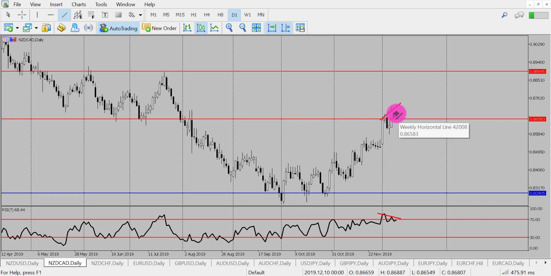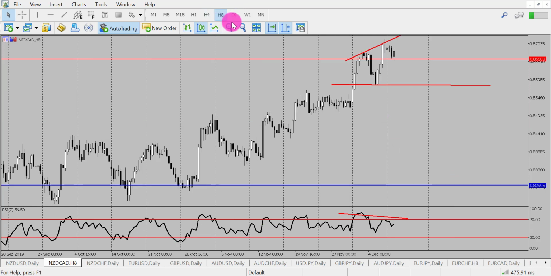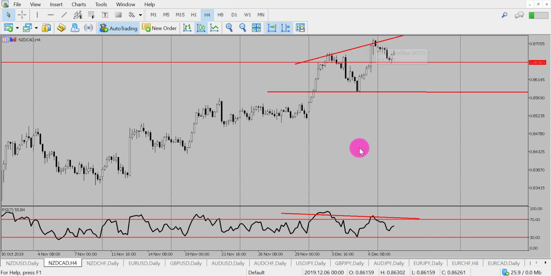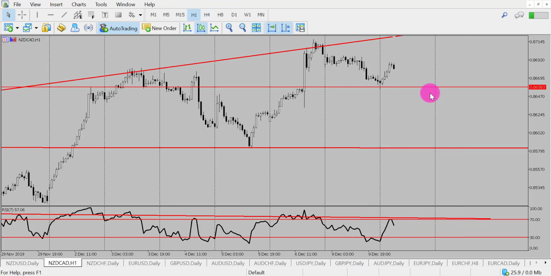If that's the case, we could anticipate that Kiwi CAD pushes lower. If it does, the only target I really would be looking at is the recent area of support, which is this low just in here. So there could be a possibility, if we go down the time frame, to see evidence of a potential shorting opportunity back into this recent swing low. And you can see here, the 8-hour chart is showing divergence as well. Going to the 4-hour time frame, also showing divergence, showing us that there's a potential bearish move forming.